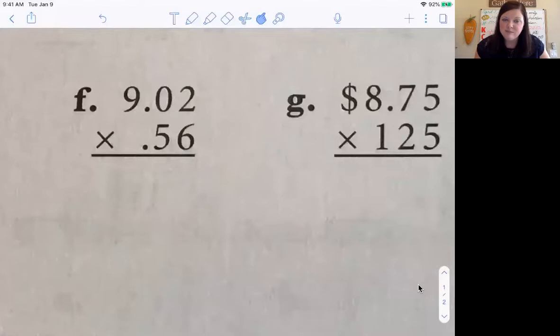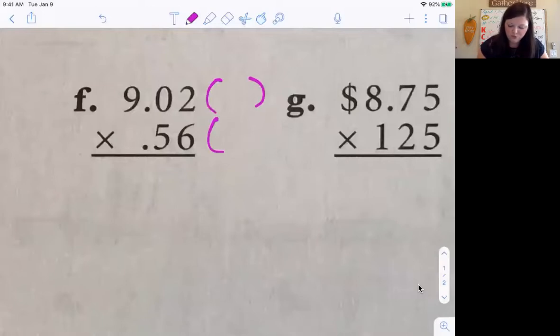What process are we doing? Multiplying. Are we multiplying whole numbers by whole numbers? No, we are not. We are multiplying a mixed decimal by a decimal. The very first thing you need to do is go out to the side and do your swooshing. Now, the reason why we're doing our swooshing or our parentheses is because we need to count how many digits are located behind each decimal point.